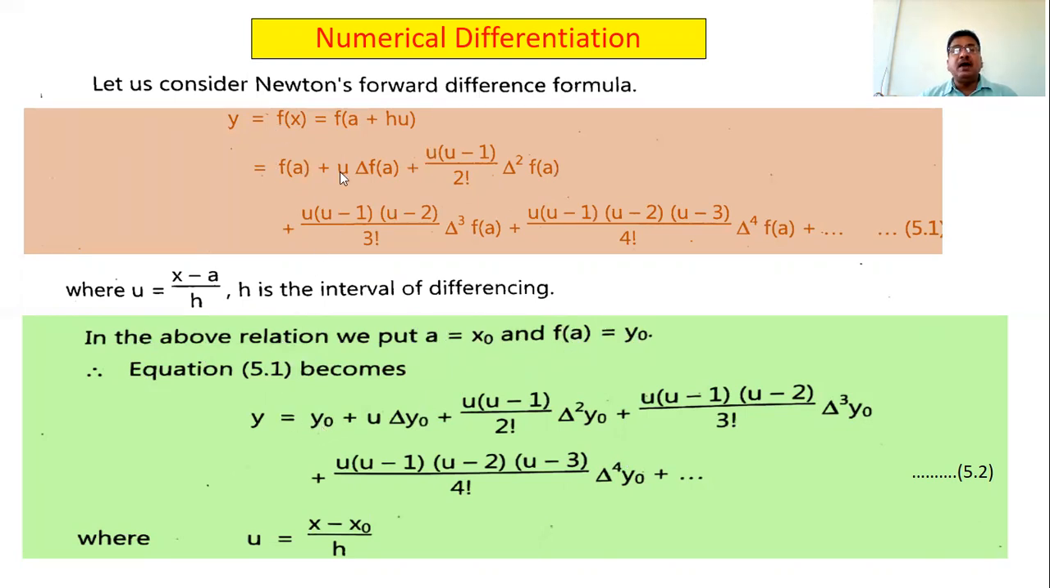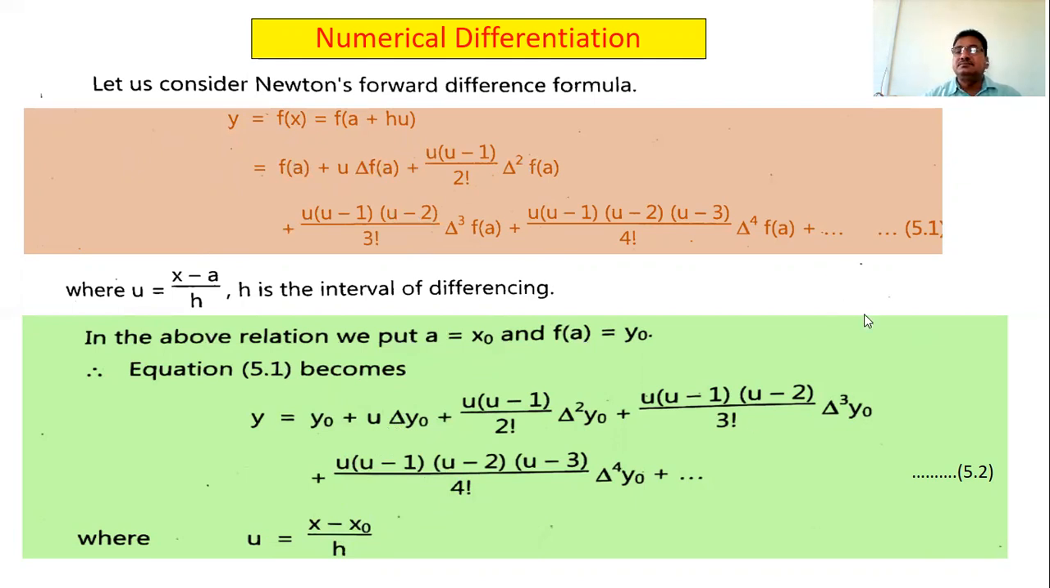So what do we have? y is equal to f(a), and f(a) means y₀, plus u Δf(a), that is Δy₀. We substitute f(a) as y₀. So we have this, and u is what? (x minus x₀) divided by h, since a is x₀. So this is the same Newton's forward difference formula in another notation, and u is again (x minus x₀) divided by h, first point divided by h. We use this formula to further derive the differentiation formulas.